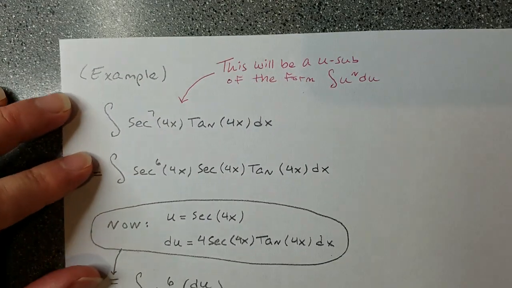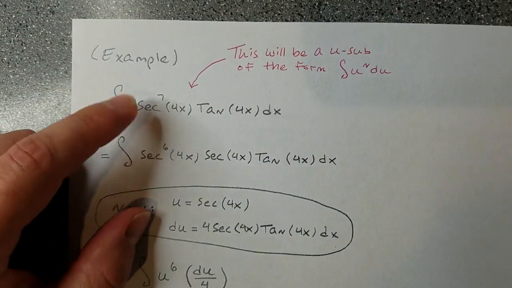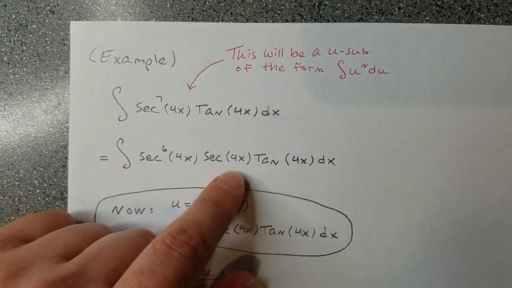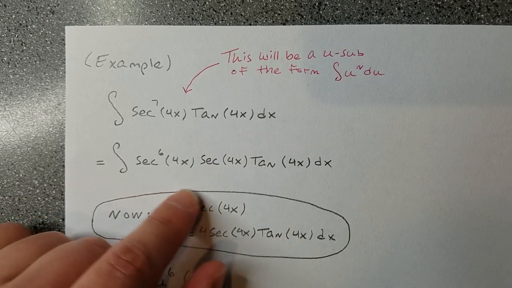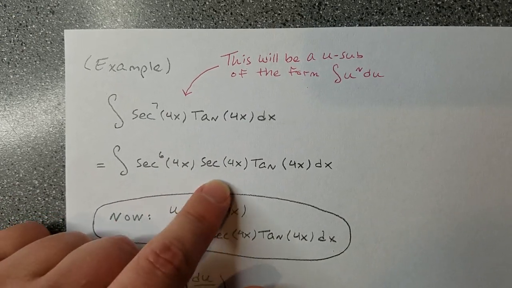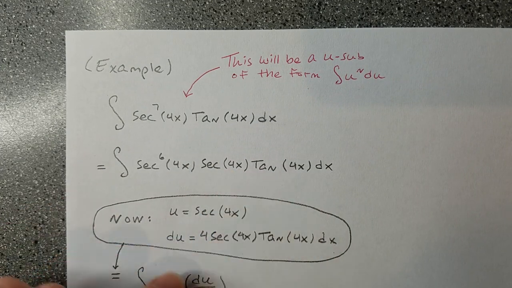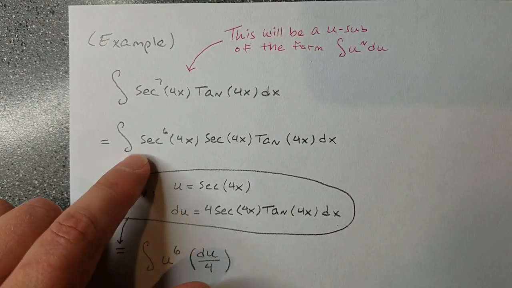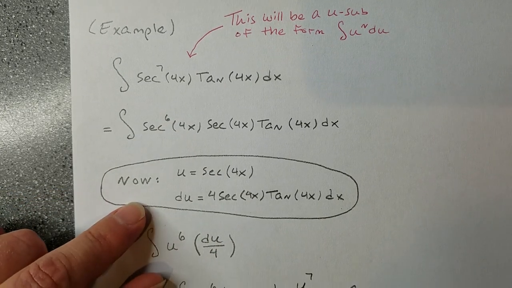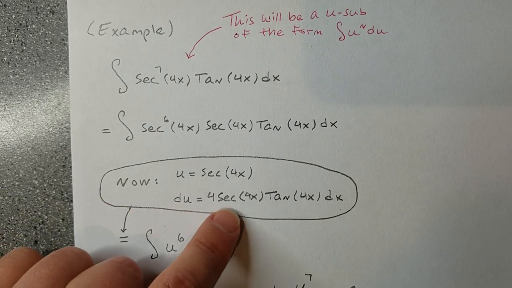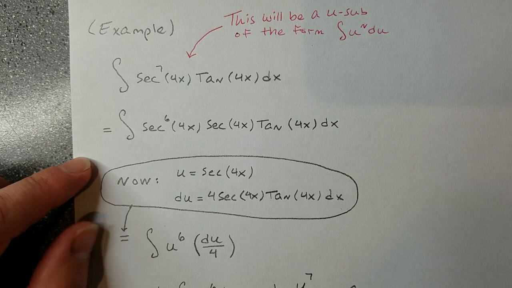Okay. So I'll do that. I got 7, right? So I got 6 and 1. Agree? Is everything still there? Yep. There's 7 secants all multiplied together, just like there were here. But that will be my du. So here's the u substitution. We want u to be secant 4x. Du as a result, 4 secant 4x tangent 4x dx.